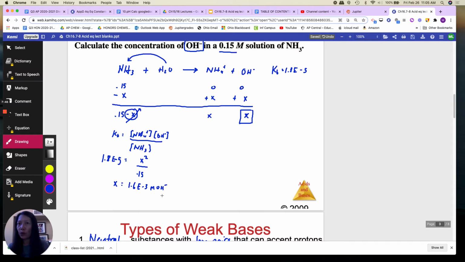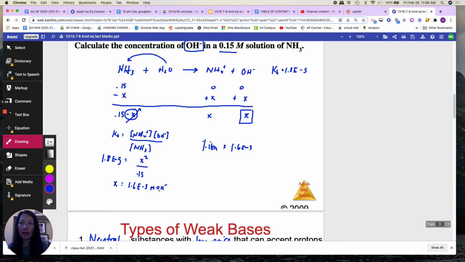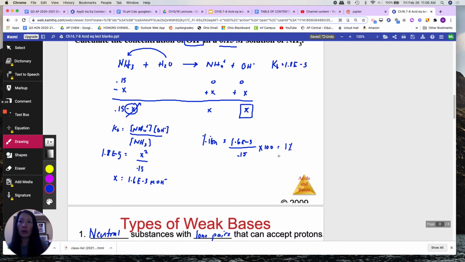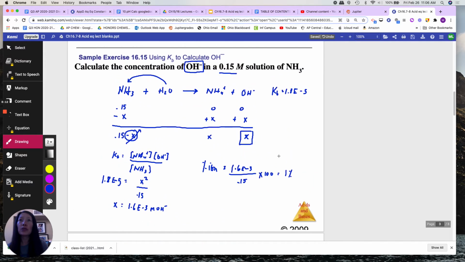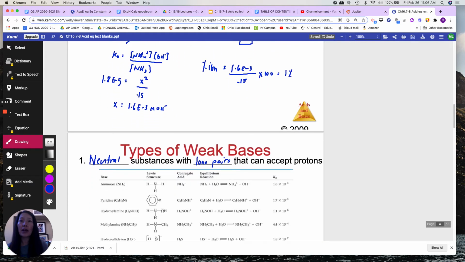Next, since we used an assumption here, we have to check for percent ionization, which is equal to 1.6 E negative 3, because that is how much dissociated, as a part of the intact molecule, 0.15, times 100, which is equal to 1%, which means it's less than 5%. We don't have to use the quadratic. So you saw that that's how you do weak bases.